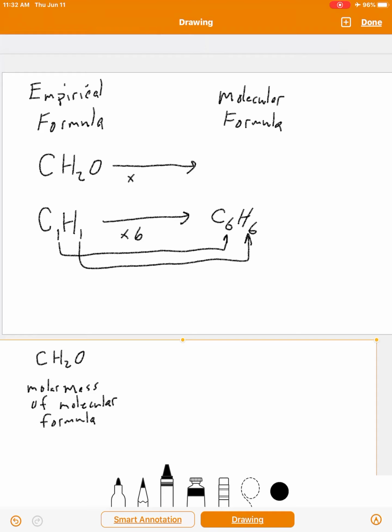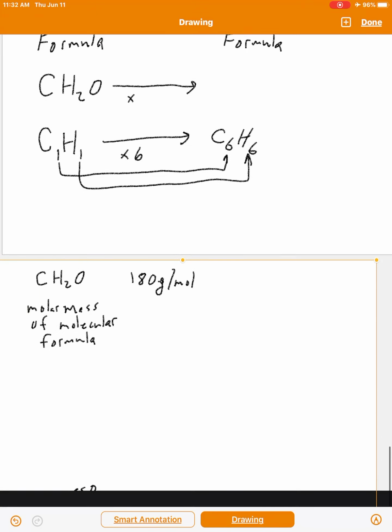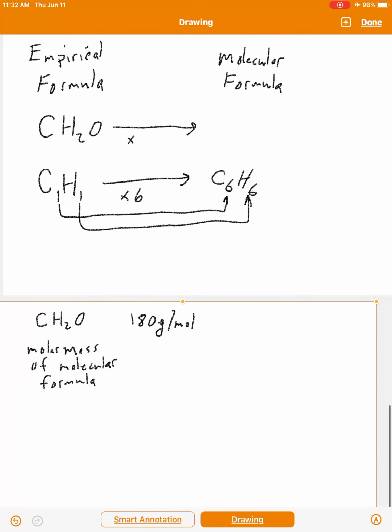So for glucose, I'm just going to tell you. It's 180 grams per mole. Now that's a nice round number. It's actually 180.18 or 180.176, but 180 is a nice round number, and we'll just use that number there. Okay, that's usually all you need. So the idea then is you need to have this number. If you don't have it, you can't figure out the molecular formula.